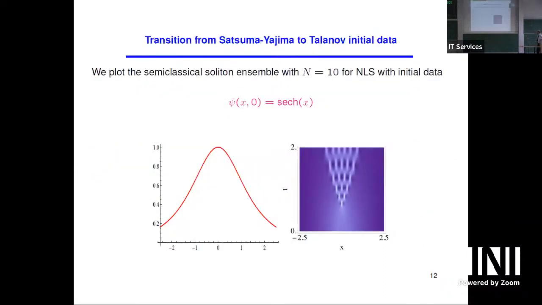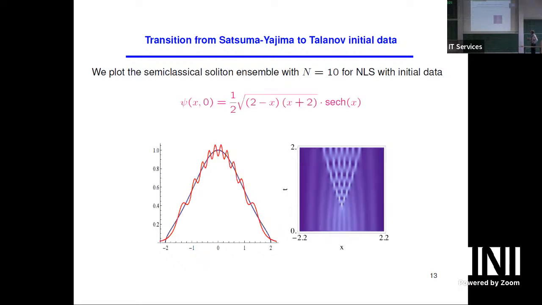Okay, so the idea, we're going to start with this solution here, the sech, and you see a breaking region, right? Nice smooth going into an oscillatory region, and standard sech. Now I'm going to interpolate to a square root function, to a semicircle function.